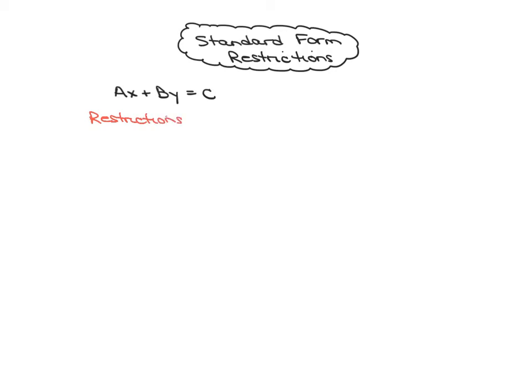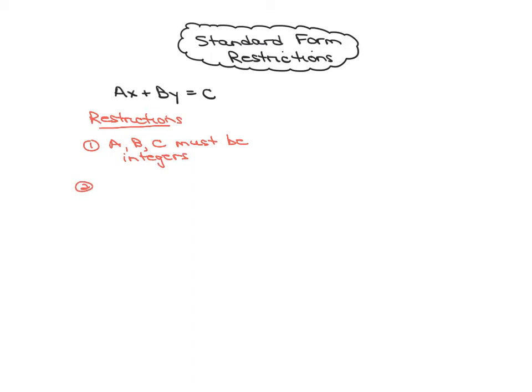The first restriction, and we'll go through these and then look at an example, is that A, B, and C must be integers. Make sure you remember what an integer is. Integers can be positive, negative, zero. They just have to be whole numbers. Well, whole positive, negative numbers. Can't be a fraction, can't be a decimal.